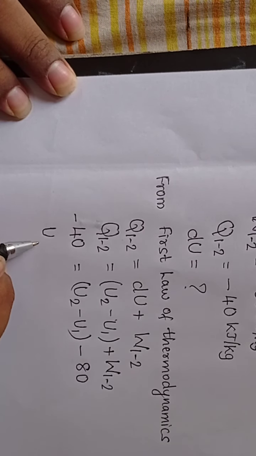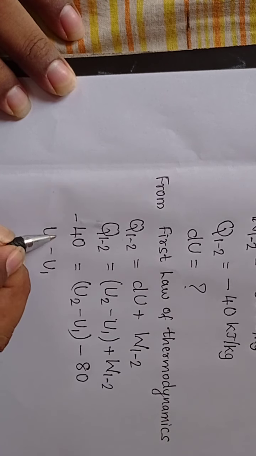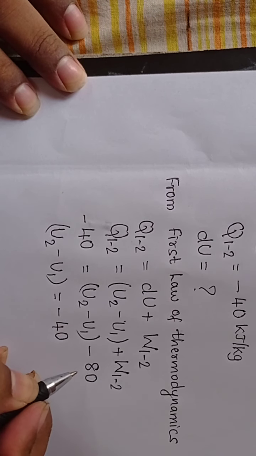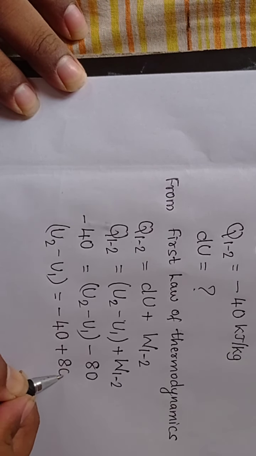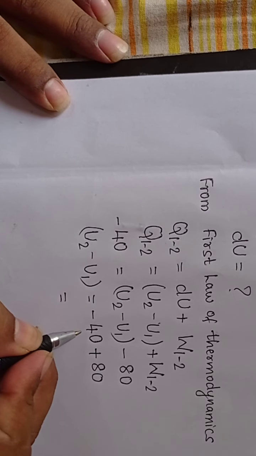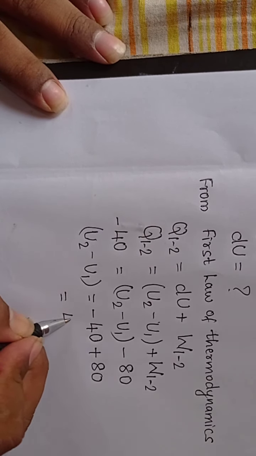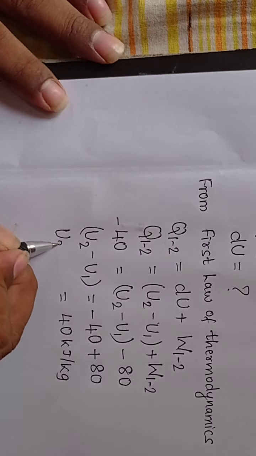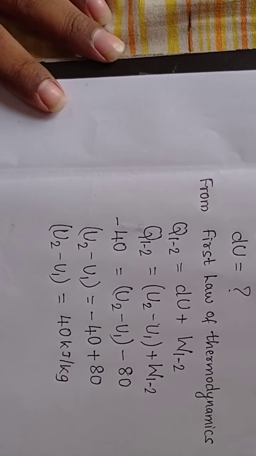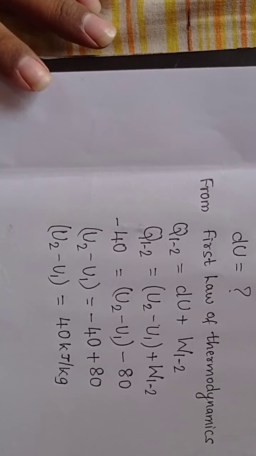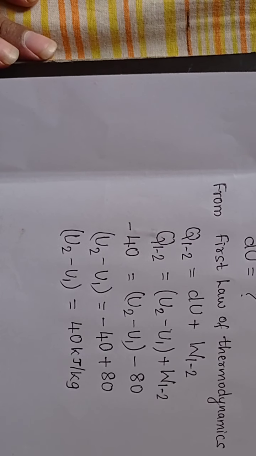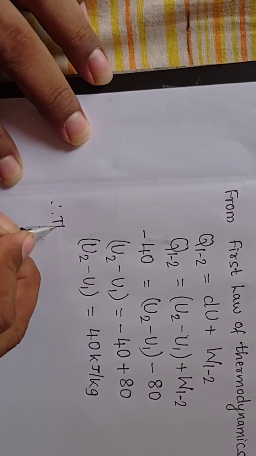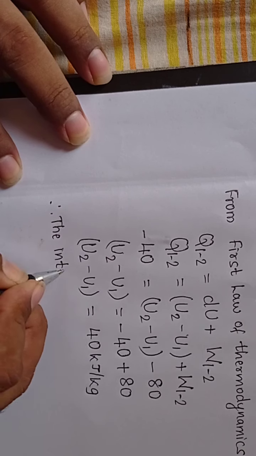So U2 minus U1 will be equal to minus 40. This minus 80 will go to the other side, it becomes plus 80. Therefore, minus 40 plus 80 will be equal to plus 40 kilojoules per kg. So U2 minus U1 will be equal to plus 40 kilojoules per kg. What is the meaning of plus 40 kilojoules per kg? There is an increase in the internal energy of the system. So therefore I can write, the internal energy of the system increases.